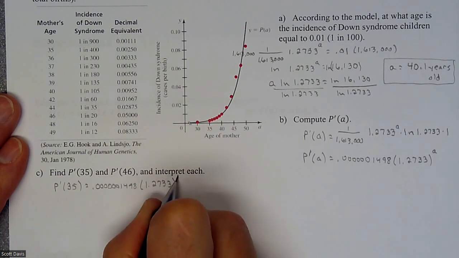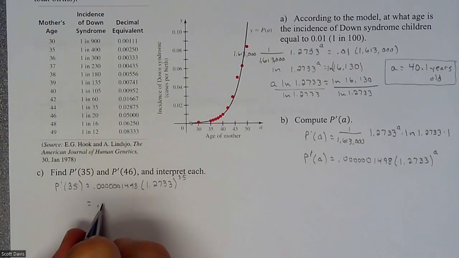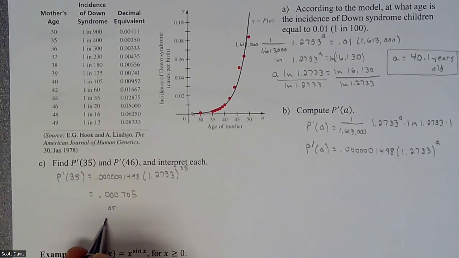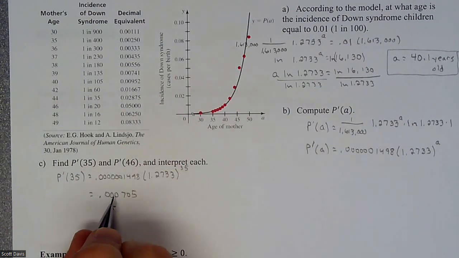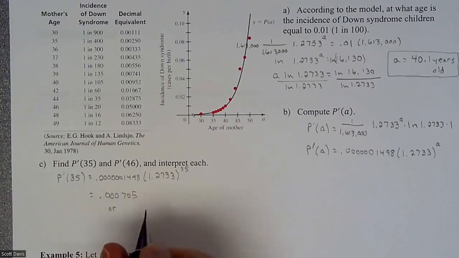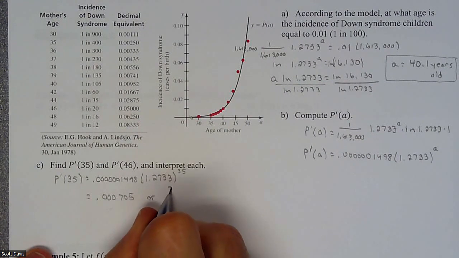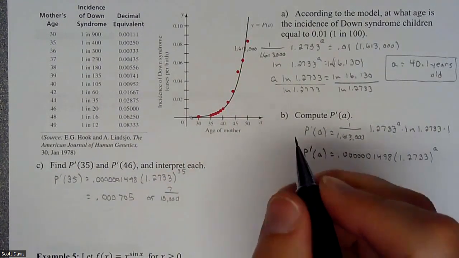1.2733 raised to the 35th power. So I'll plug that into the calculator, and that is a rate of change of 0.000705. Or if you make that into a fraction, that's 7 tenths, hundredths, thousandths, 10,000. So it's 7 over 10,000. So that's the rate of change. So that's kind of the slope at that point.